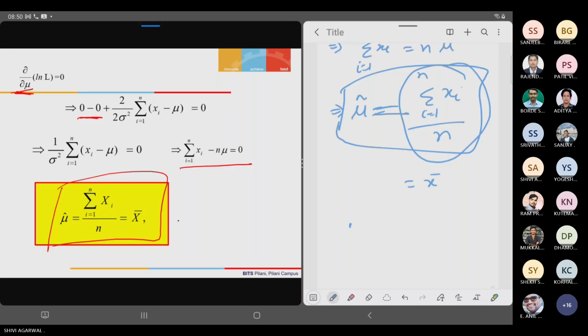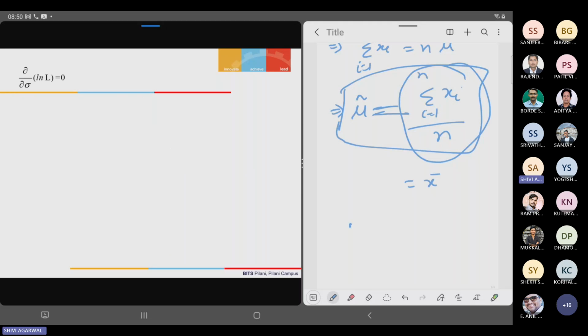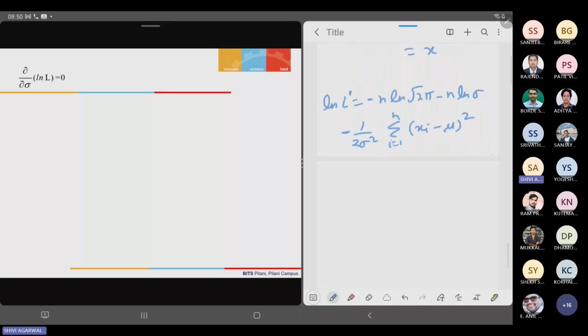Okay. Now, ∂ ln L upon ∂σ is equal to 0. Correct? So now, our ln L is what? Minus n ln √(2π) minus n ln σ minus 1/(2σ²) summation i equals 1 to n (xi minus μ) whole square. Correct? Now we differentiate with respect to σ. So ∂ ln L upon ∂σ, which we are putting equal to 0.